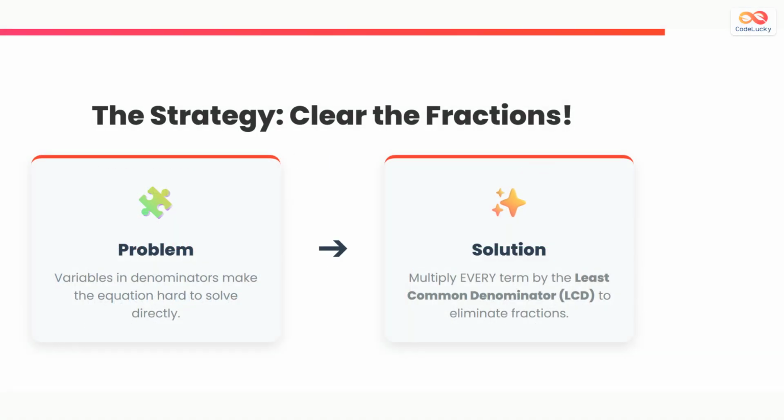Nobody likes working with complex fractions. They are messy and prone to arithmetic errors. Our strategy is simple. We want to eliminate the fractions entirely. We do this by multiplying every single term in the equation by the least common denominator. This cancels out the bottoms of the fractions, leaving us with a nice, flat equation.